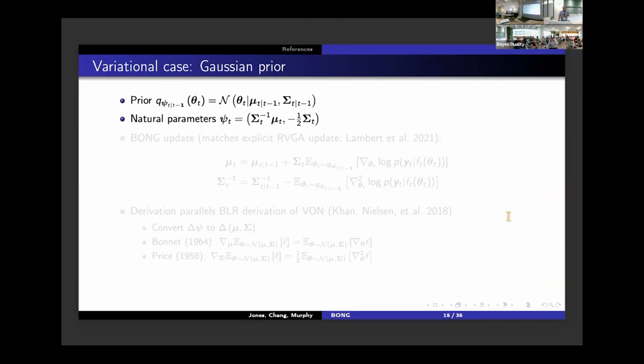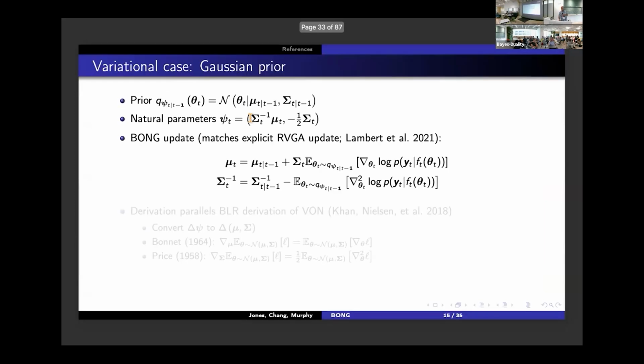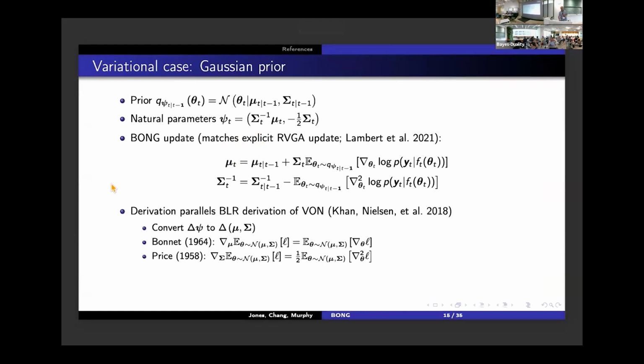So let's derive this for the Gaussian case. If you have a Gaussian prior, written here are the natural parameters in this case, then we can derive what the BONG update is, and it exactly matches the explicit version of their RVGA update that I showed you earlier. This derivation follows the same thing as in the Vaughan paper, the Adam paper, where you just use the chain rule and use the Bonnet and Price terms.